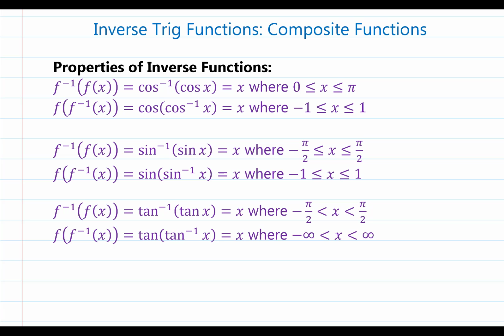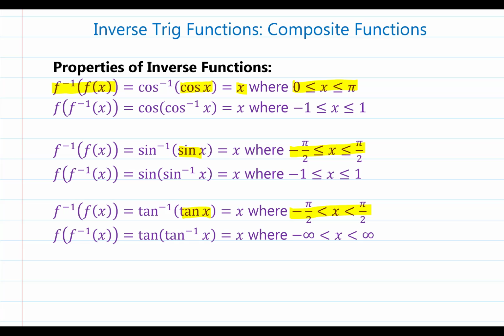So first, if you have the inverse function of f of x, this is equal to x only if x is in the domain of the inside function, which in this case is cosine, sine, and tangent. For cosine, this means that x must be between 0 and pi inclusive. For sine, it needs to be between negative pi over 2 and pi over 2 inclusive. And for tangent, it needs to be from negative pi over 2 to pi over 2, not inclusive, because tangent is undefined for negative pi over 2 and also pi over 2.